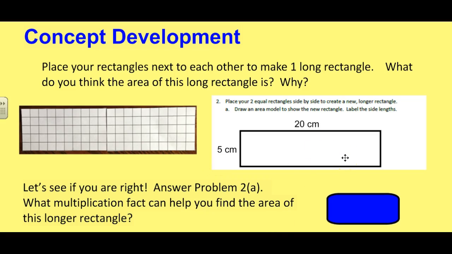So what multiplication fact could we have used to help us find the area of this longer rectangle? I want you to write that multiplication fact on your board and push play when you're ready to check it. Okay, the multiplication fact that you would have used is 5 times 20.